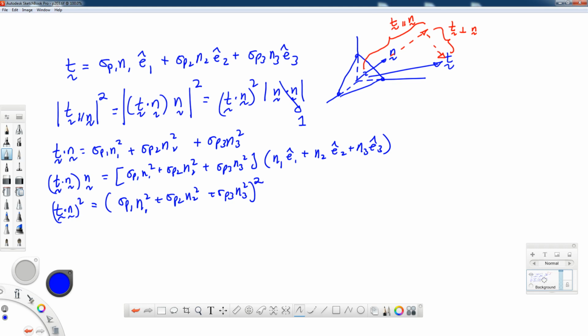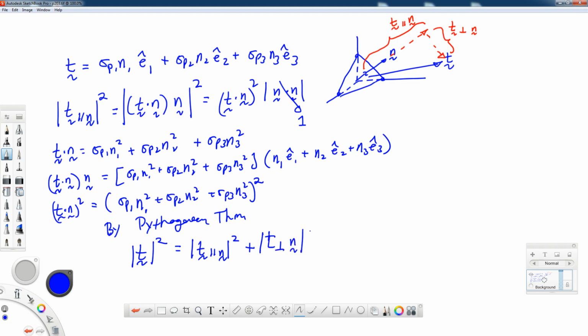All right, so if we look at the picture that has the arrows on it, those vector arrows, we can use the Pythagorean theorem again. We can look at this picture and see that the magnitude of the vector t squared is going to be equal to the magnitude of t parallel to n squared plus the magnitude of the vector t perpendicular to n squared.